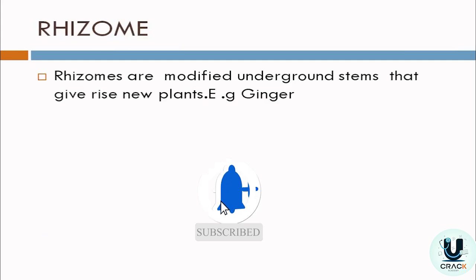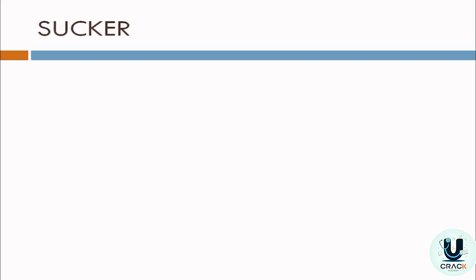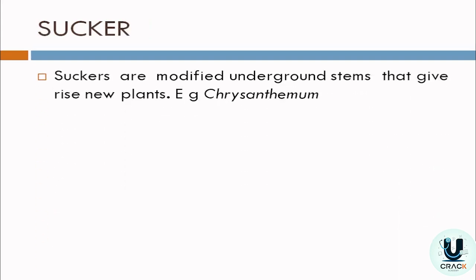Rhizomes are modified underground stems that give rise to new plants. Example: ginger. Suckers are modified underground stems that give rise to new plants. Example: chrysanthemum.